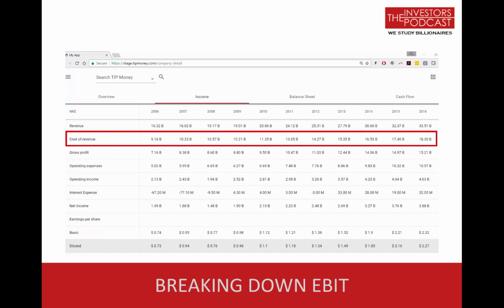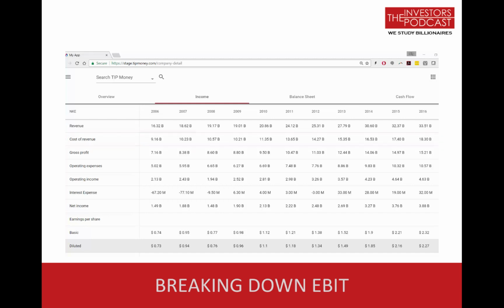Just below, you'll see an account called cost of revenue. Right now for Nike, it's $18.3 billion. The easiest way to think about the cost of revenue is as the variable cost that goes into production, for instance, for a pair of shoes. As you can see, since Nike in aggregate has used $18.3 billion in materials, it leaves $15.21 billion in gross profit. You can look at gross profit as the amount of money Nike would have made purely from product sales.